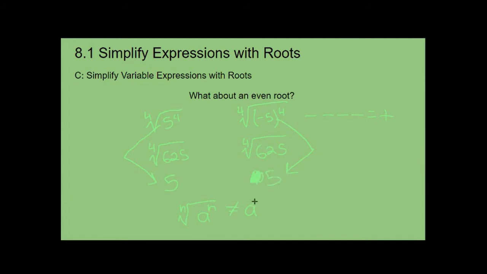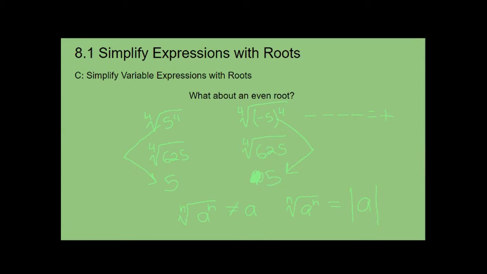And so we can't say that that equals a. What we can say is that when n is even, it is equal to the absolute value of a, right? Here a is positive 5, the absolute value of positive 5 is 5. Here we have negative 5, the absolute value of negative 5 is also 5, so that fits this rule.